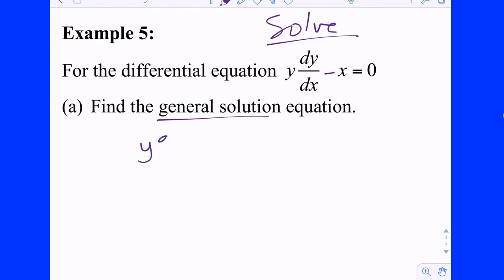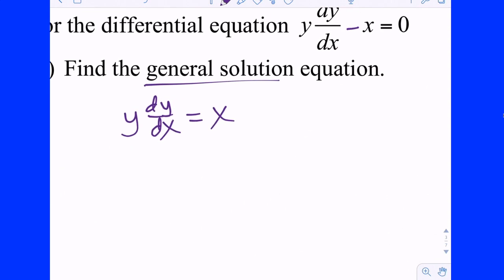So if we agree it's a minus sign, we get y dy/dx. If you add x to the other side, you get positive x. And then you divide through by y, or you leave y over there. Let's leave y over there. We'll get y dy equals x dx. There would be the check for the separation.